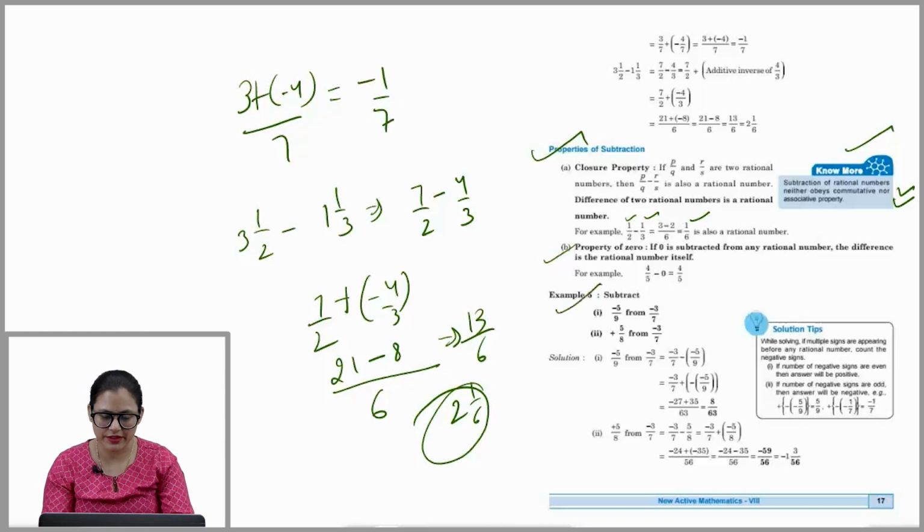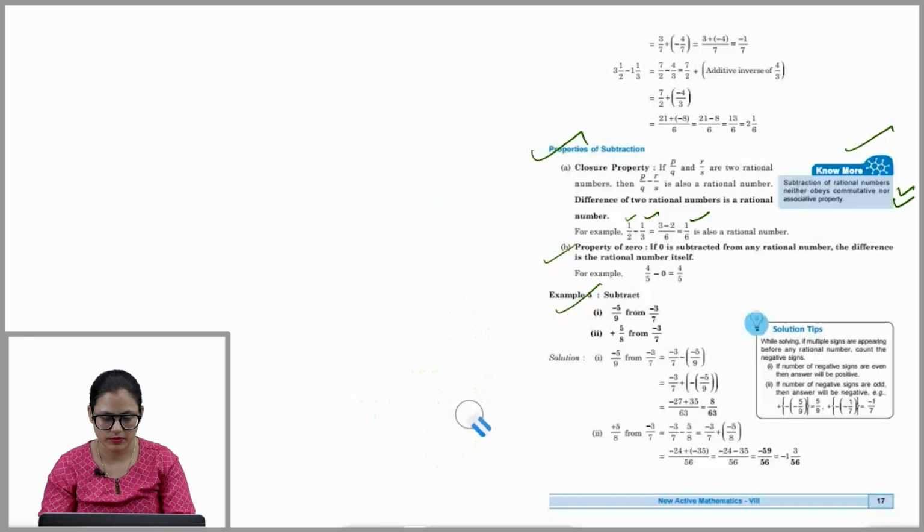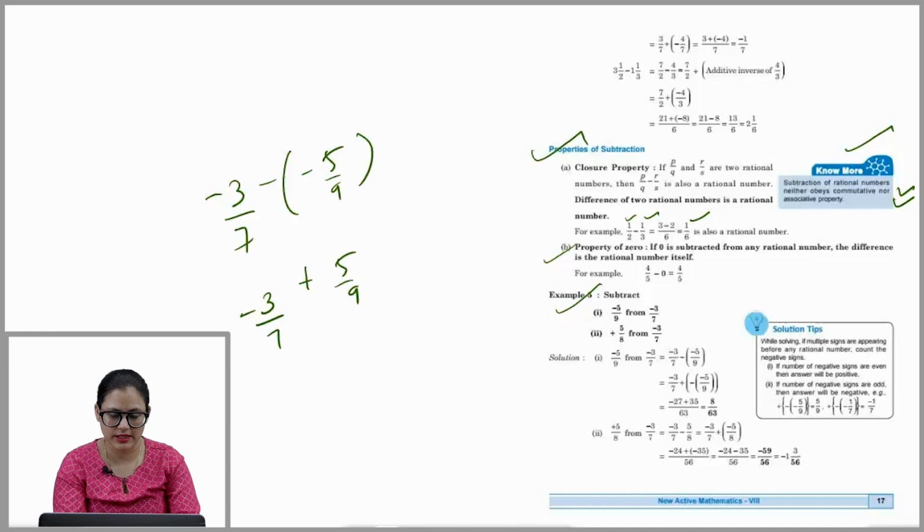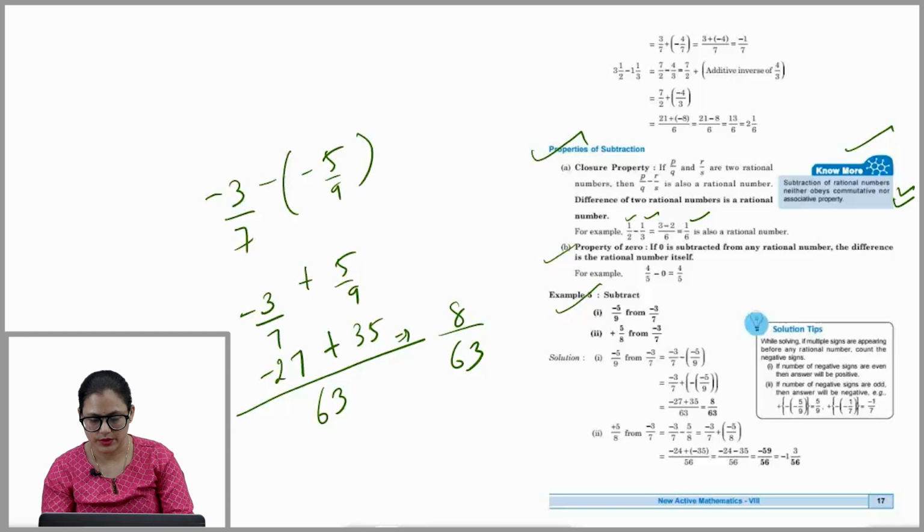Okay, let's do example 5. Subtract minus 5 by 9 from minus 3 by 7. Okay, so let's do it. You have to subtract minus 5 by 9 from minus 3 by 7. Minus 3 by 7 minus in bracket minus 5 by 9, so minus 3 by 7 plus 5 by 9. Take the LCM. LCM is what? 63. Minus 27 plus 35. So you will get 8 by 63. So this is the answer. Similarly, you will do the second part also.